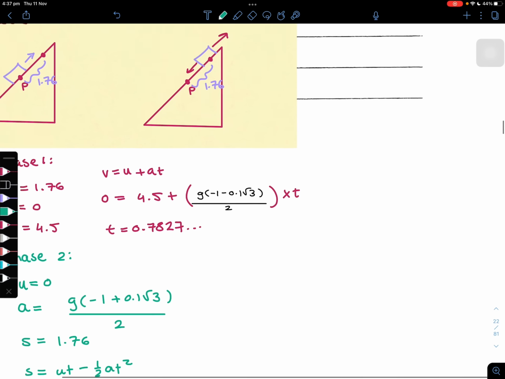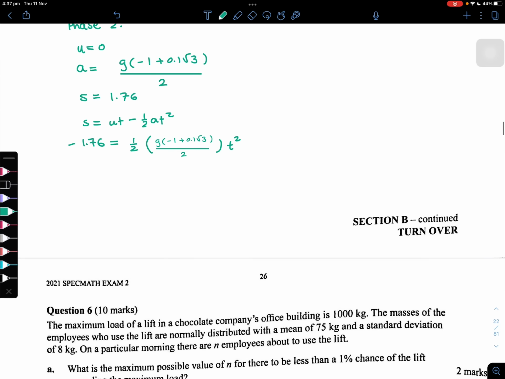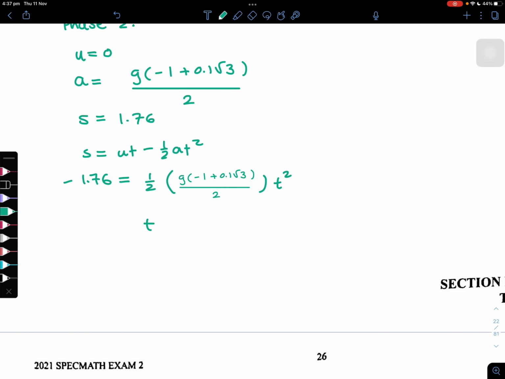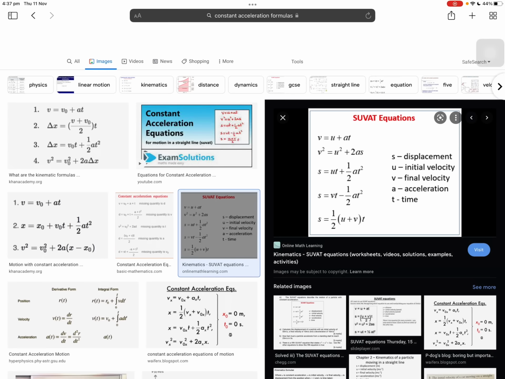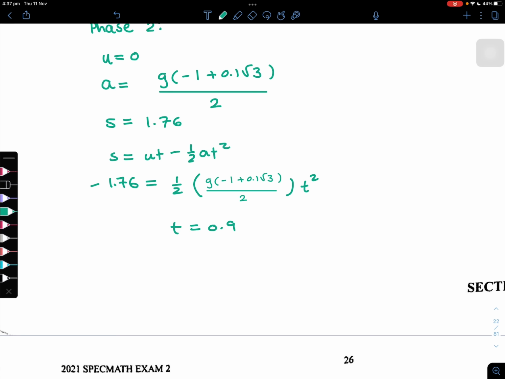So the equation itself was actually right. It was the fact that in phase 2, remember, we took direction up as positive. So if we went up plus 1.76, if we're going down, it needs to be negative 1.76. So that was the main issue there. Okay, that makes sense. Now, that leaves us with t equal to 0.932.